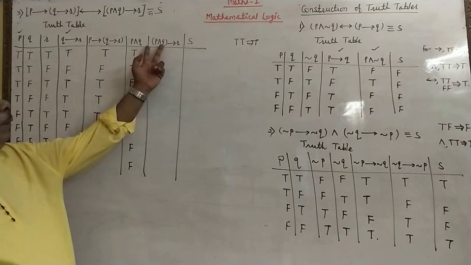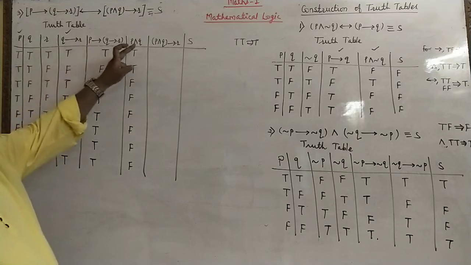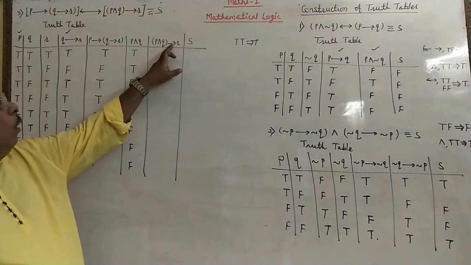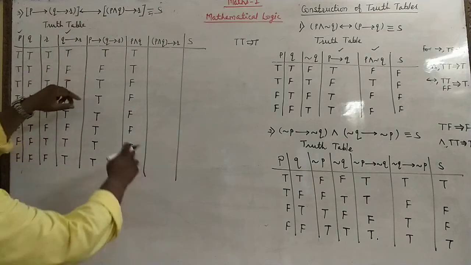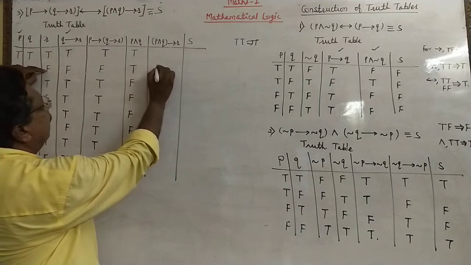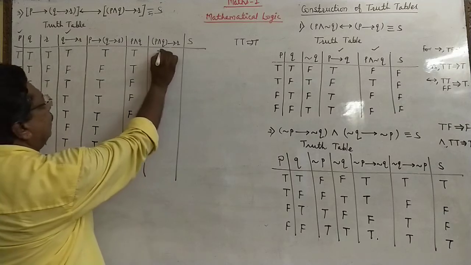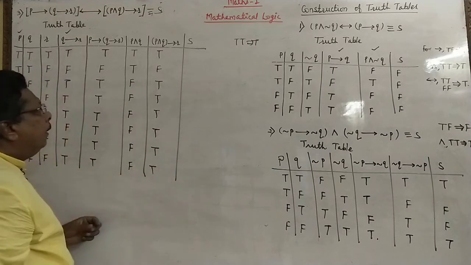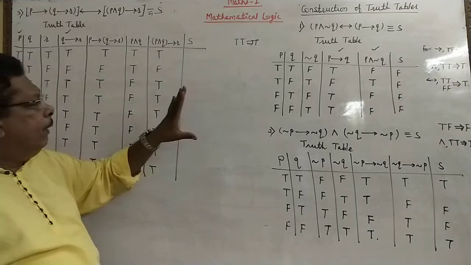Next column P and Q conditional R. P and Q is this column, R means the third column. In between these two columns the connective is if then. Requirement: P and Q must be true and R must be false, then it is false. Here P and Q is true and R is false, therefore this is false. There is no other such case, therefore remaining are true. Requirement for this connective is first true, second false, then it is false, otherwise it is true.